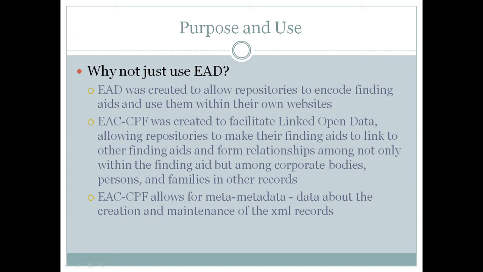So EAD is what you would use to encode your finding aid to make it searchable within your own website, and EAC is what you would use if you wanted your data to be linked with the data of other repositories. So if you have data on this one person in your own repository, you could link that with data on the same person in different repositories. It also allows for what I like to call metadata, which is information about how this metadata record was created and maintained and who created it.